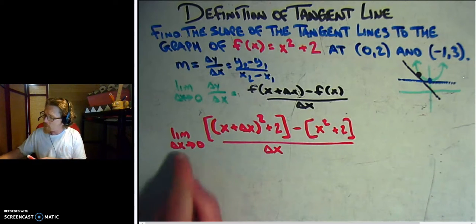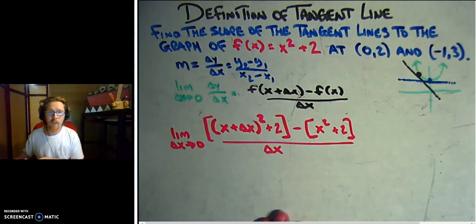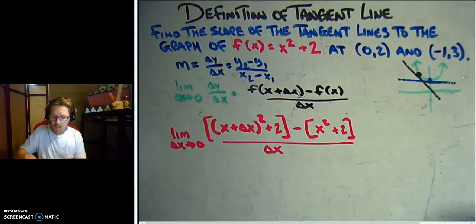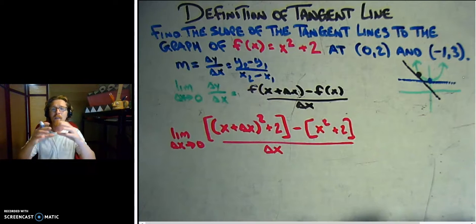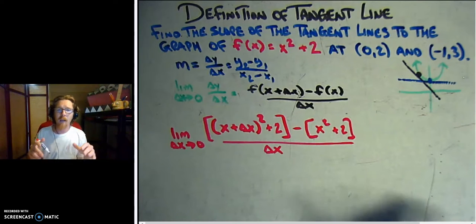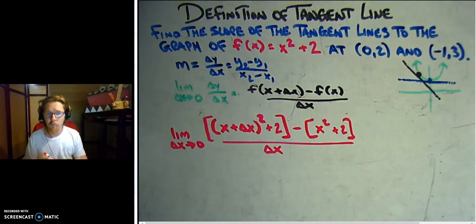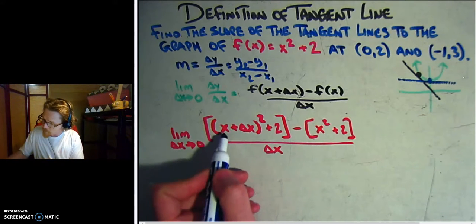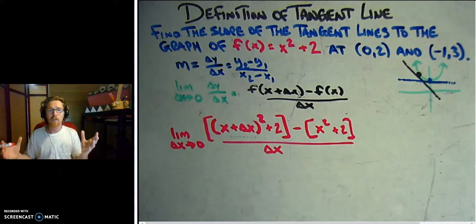Now, because the limit as delta x approaches 0 still produces a 0 in my denominator, that's still a problem, I'm just going to have to use some algebra to simplify what I have and hope that those delta x's are going to work themselves out. So we're going to expand this out. We're going to take (x plus delta x) squared and we're just going to square it.